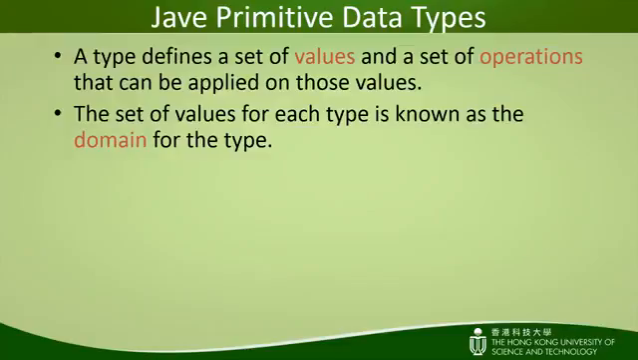The properties of a data type include a set of values that it can take on and the operators that can be applied to these values. For example, the value of an integer can be negative, positive, or zero, and operations that can be performed on an integer include addition, subtraction, multiplication, and division. The set of values is known as the domain for that type.